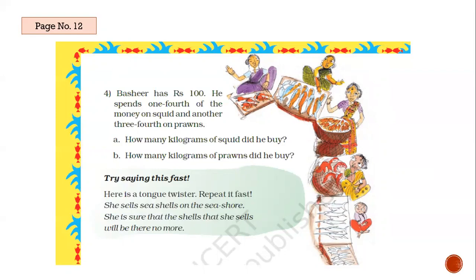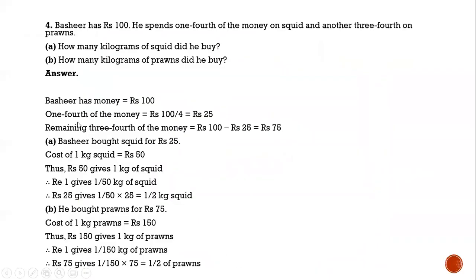The question is saying how many kilograms of squid did he buy? So as I told you, Bashir has rupees 100. 1/4 of rupees 100 is 100 divided by 4, that is 25. The remaining 3/4 of the money you can find out by the difference of 100 minus 25, which is rupees 75. So Bashir spent rupees 25 on squid. Rupees 25 is 1/4 of rupees 100.